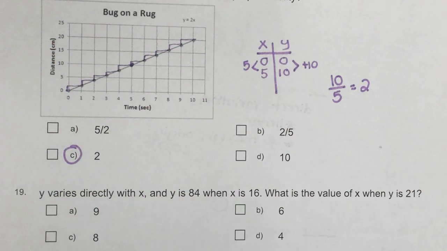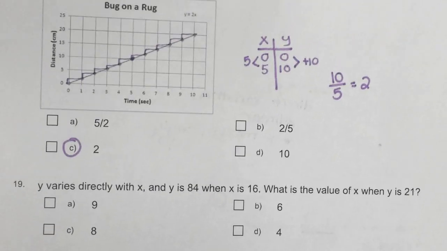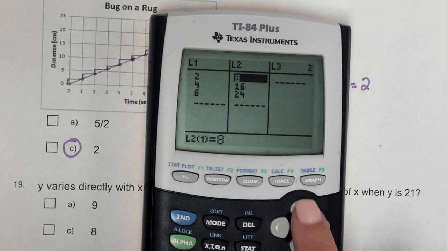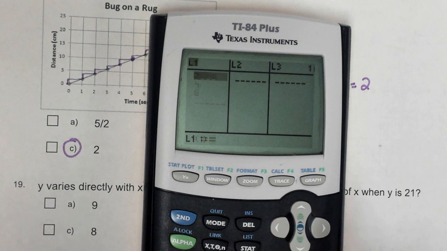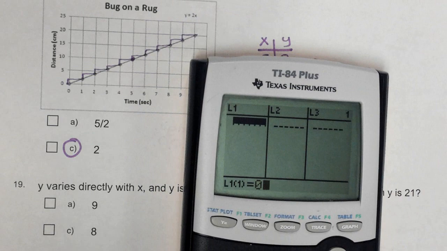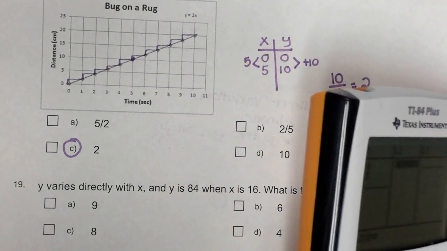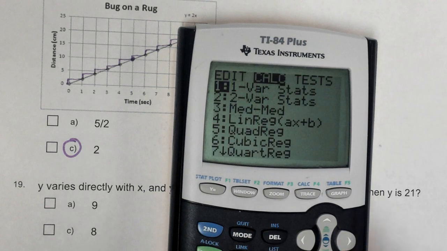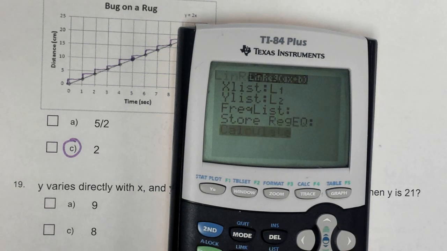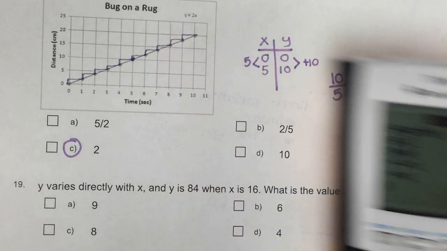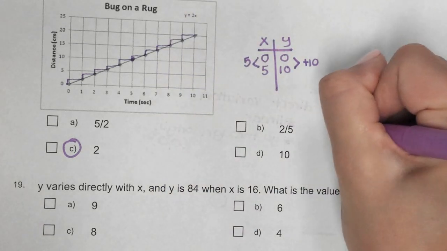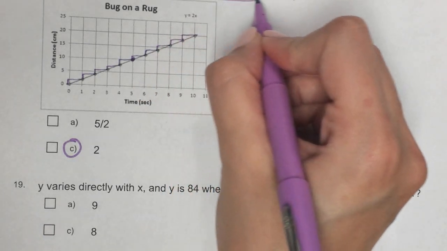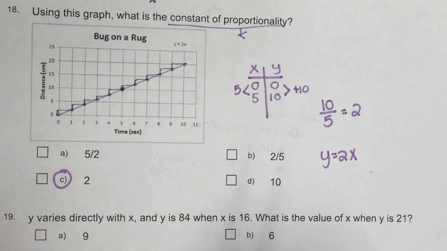So try to create a table. And let me show you how to do it on your calculator in case you forgot. Stat edit. And we could type in the points 0, 5, and then 0, 10. Stat right 4. Y equals 2x plus 0. And that 2 is your k, that constant of proportionality, which is your k value.